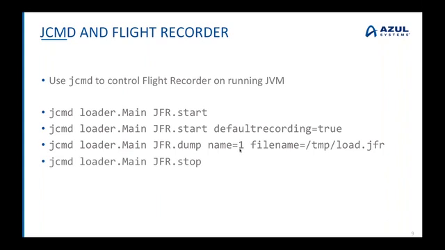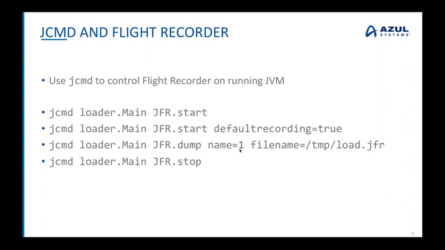What that will return to you is a name, which is essentially just a number that you can use in terms of being able to dump information, because you can actually run multiple recordings at the same time. So if you wanted to have different configurations, you can do that. You can also say, okay, start with default recording true, which means it will do continuous recording.